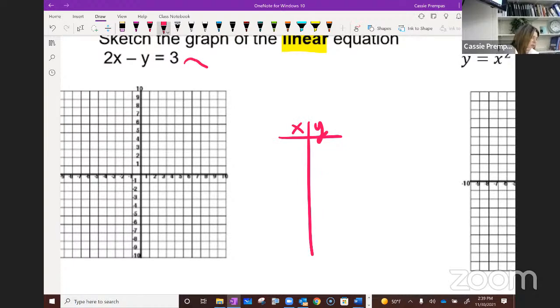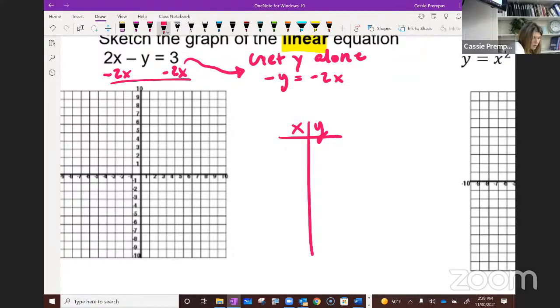What would I have to do with this equation first before I could use a table? Allison? Good, get y alone. So I would subtract 2x, and that would give me -y is equal to -2x plus 3. Is y by itself? No, what do I have to do? Good, divide by -1, and you guys know to keep an equation balanced, we have to divide everything by that number. So I would have y is equal to 2x minus 3.